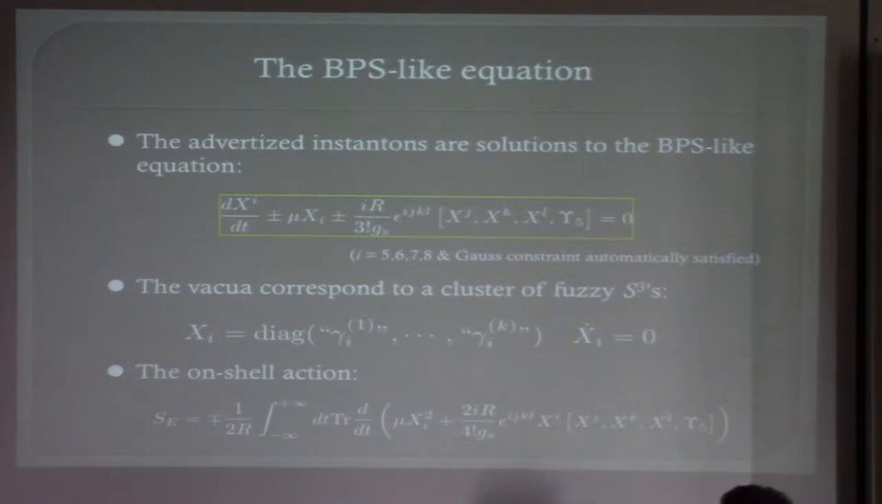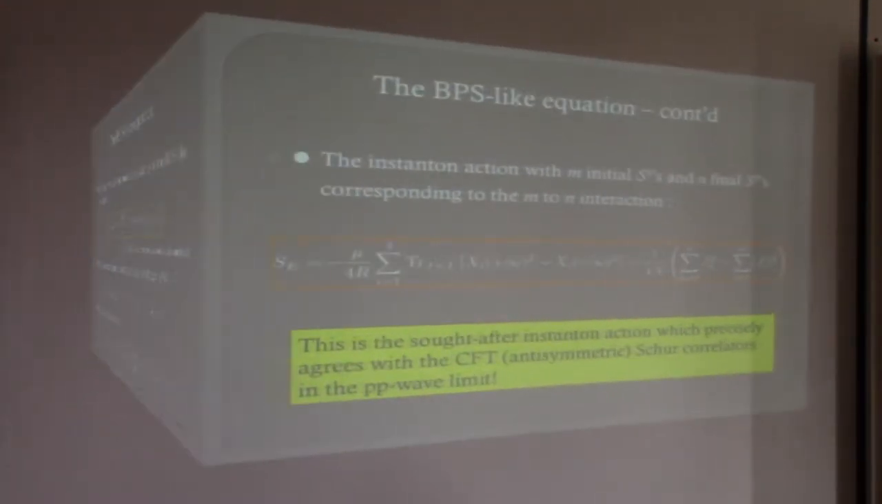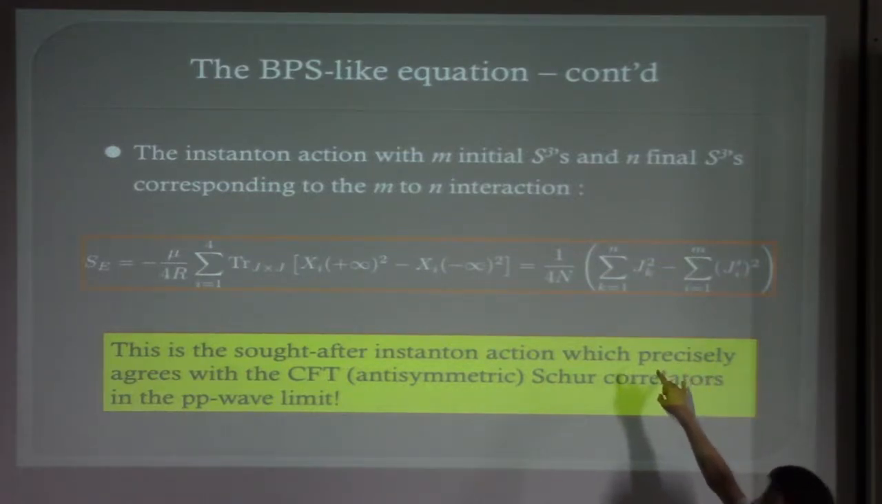Because of this BPS property, the action of any solution to this BPS equation becomes very simple. It only gets a contribution from the boundary, that is, the infinite past and the infinite future. So once I know the initial condition in the past and the future, I know exactly what this instanton action is. If I have m initial three-spheres and n final three-spheres, that is m giants and n giants, then I get this action regardless of the details of the solution itself.